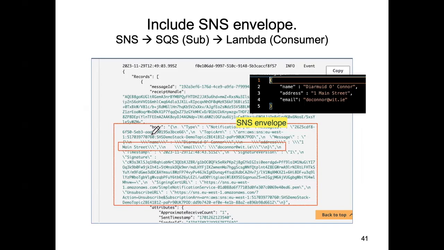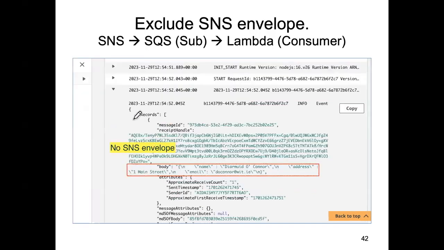Whereas if you configure the SNS topic to not include the envelope, then the body of the message that's received by the Lambda looks like this. Okay, so here's the body here, and it's much smaller. So that may be significant if you've got a high volume of messages and you know there's nothing useful in the SNS envelope for your Lambda consumer.